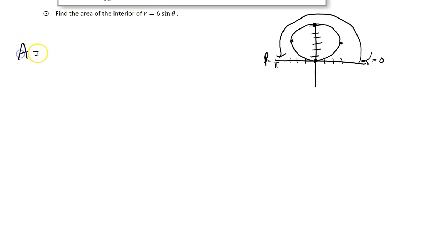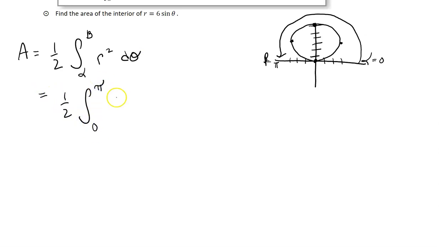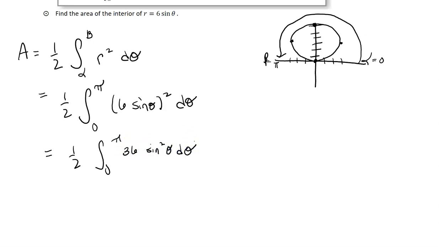So for this one, A equals 1/2 times the integral from alpha to beta of r squared d theta. So that's going to be 1/2 times the integral from 0 to pi of (6 sine of theta) squared d theta. We're going to square both the 6 and the sine, so that'll be 36 sine squared of theta d theta. I am going to bring this 36 out front, so that'll be 36 over 2, which is 18, times the integral from 0 to pi of sine squared theta d theta.